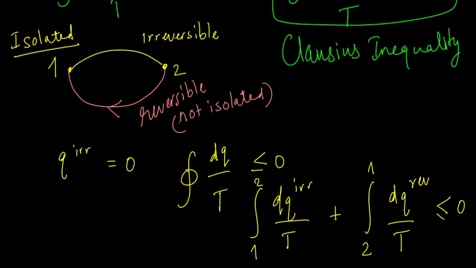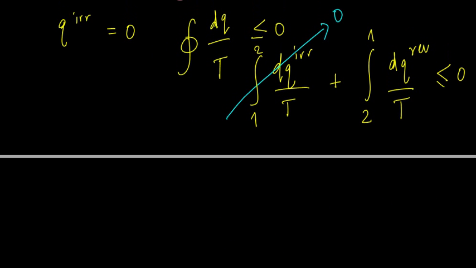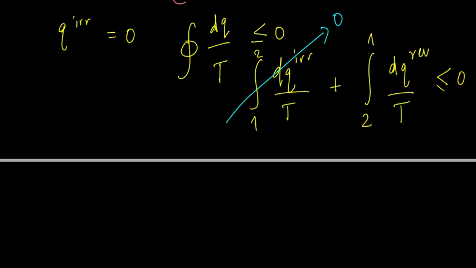And I already know that this first term is 0, because the heat exchanged irreversibly is 0. It's an isolated system. And the second term we recognize, that's the definition of dS. So that's the integral from 2 to 1 of dS is less than or equal to 0, right?